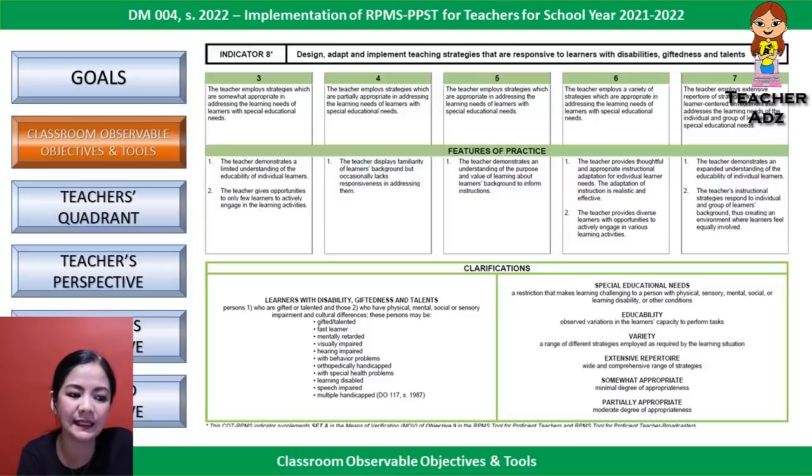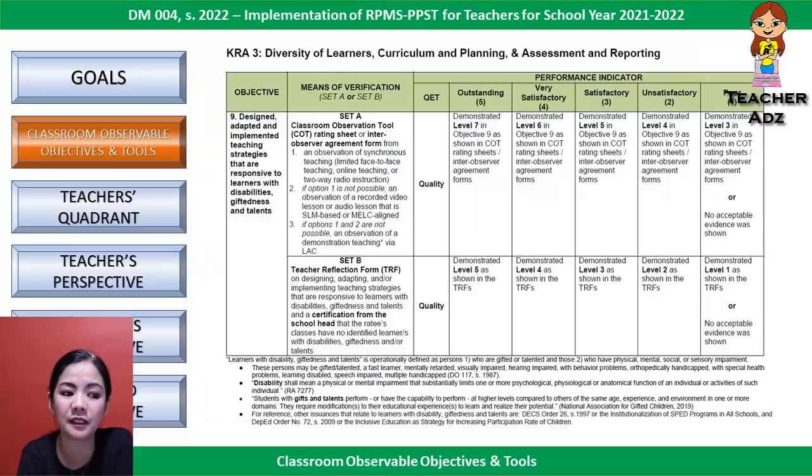Okay? Kung wala talaga, ano naman ang gagawin? Doon tayo pupunta sa set A, set B. Okay? So, kung mayroon kang kung meron kang bata, definitely COT rating sheet ang inyong ipapasa, which is set A. Ngayon, dito sa ating RPMS, makikita natin na may set B, which is Teacher Reflection Form.